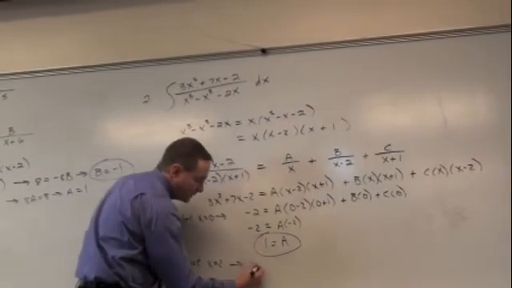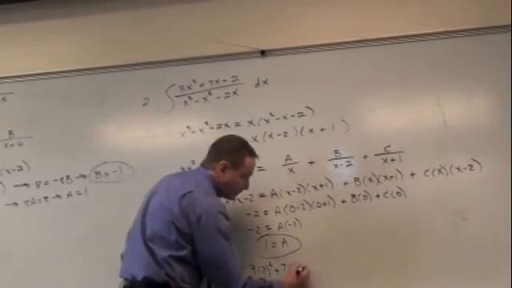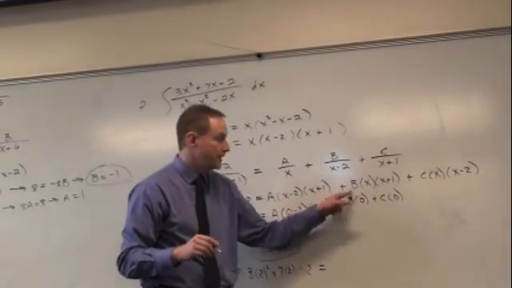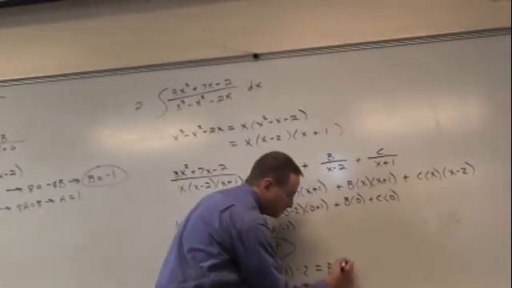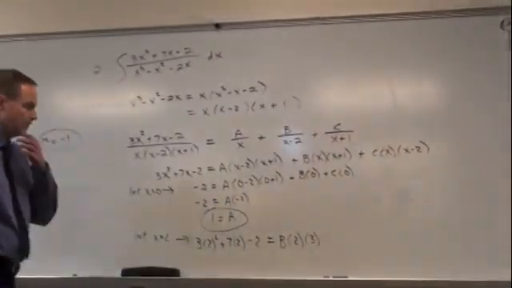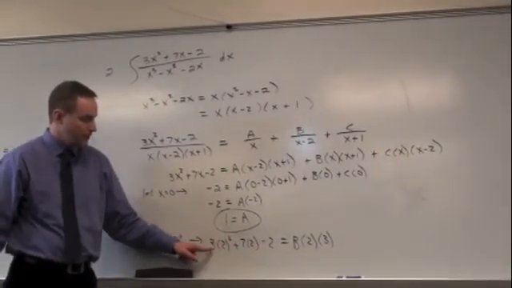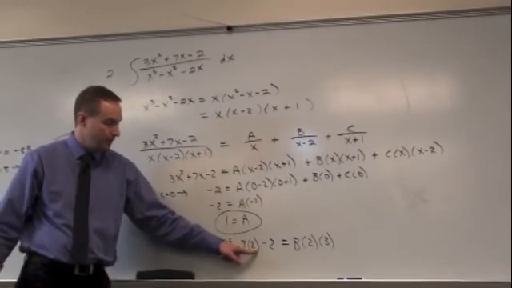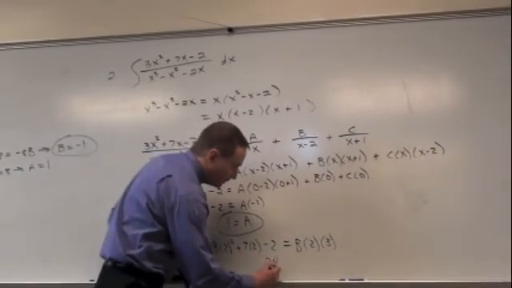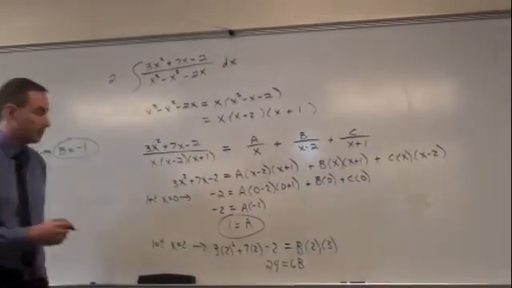And when I do that, I'll get 3 times 2 squared plus 7 times 2 minus 2. I already know it's going to be a times 0, b times 2 times 2 plus 1, 2 times 3, and c times 0. So I'll get 6b is equal to 2 squared is 4, 3 times 4 is 12. 12 plus 14 is 26. 26 minus 2, 24. I'm getting 24 is equal to 6b. Thus, b is equal to 4.